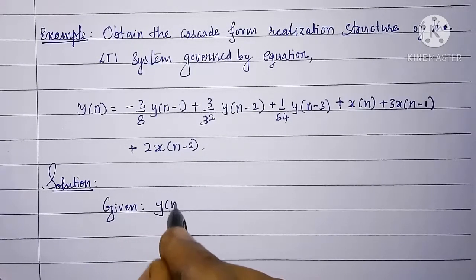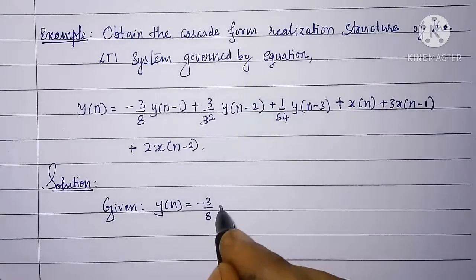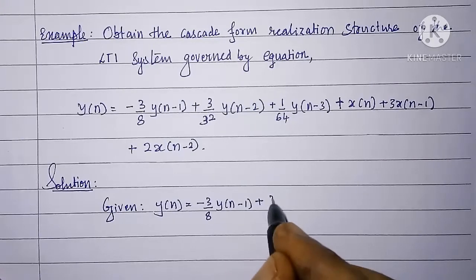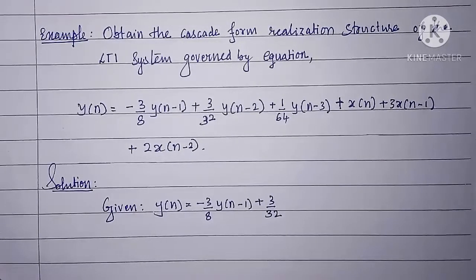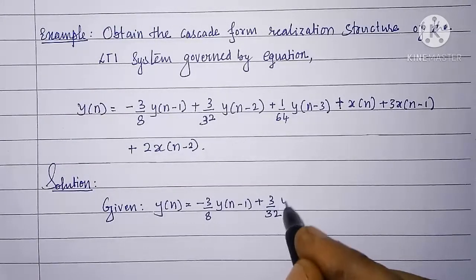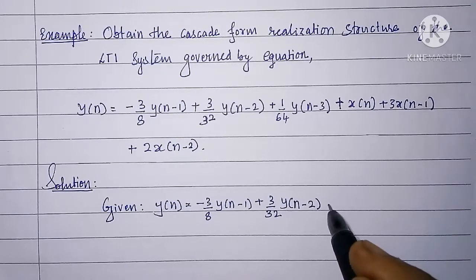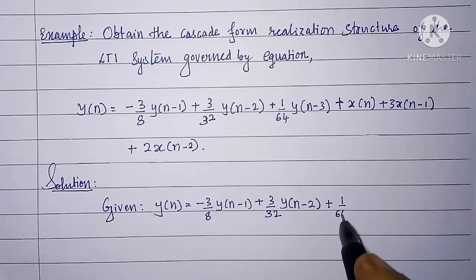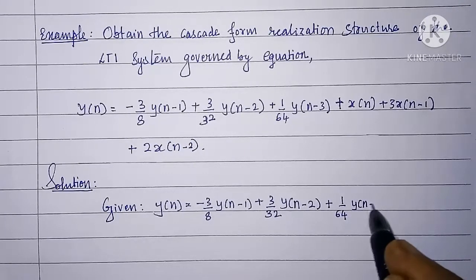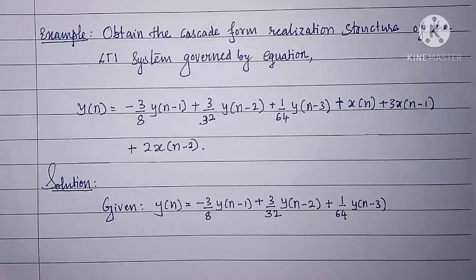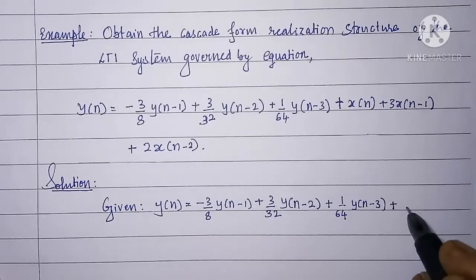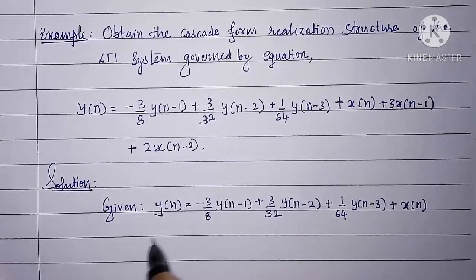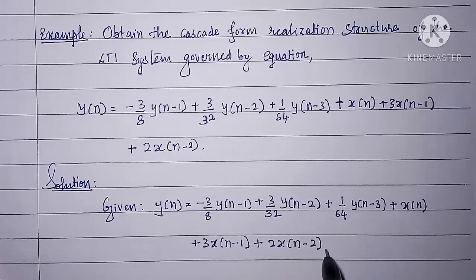Given y of n equal to minus 3 by 8 y of n minus 1 plus 3 by 32 y of n minus 2 plus 1 by 64 y of n minus 3 plus x of n plus 3 into x of n minus 1 plus 2 into x of n minus 2.